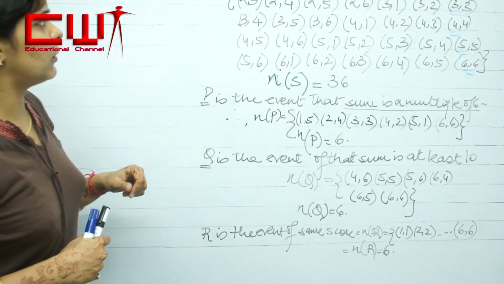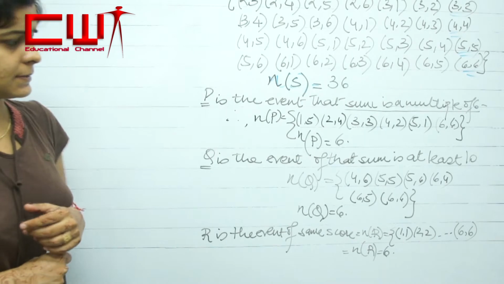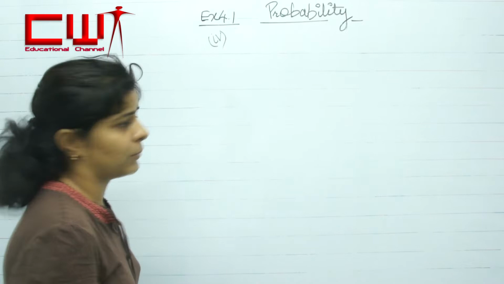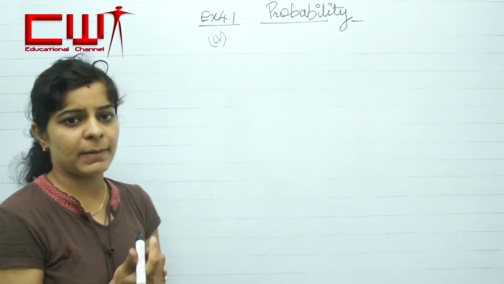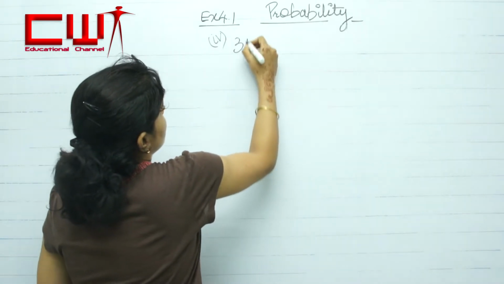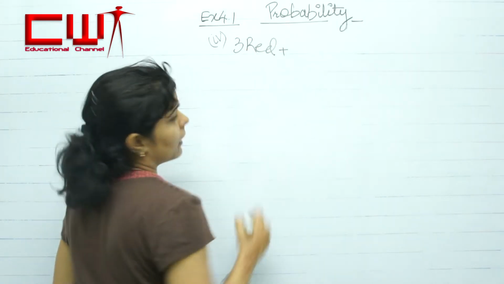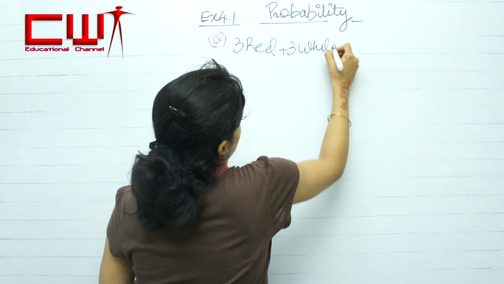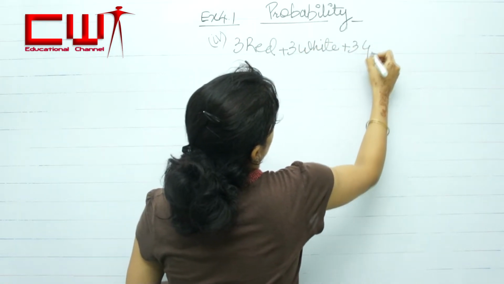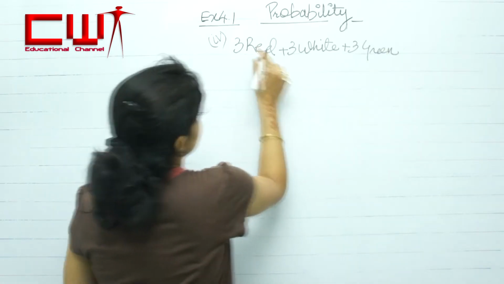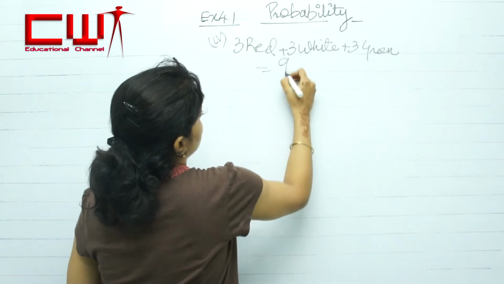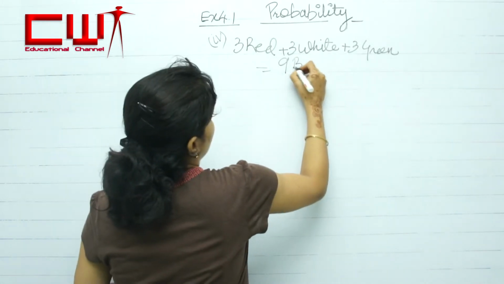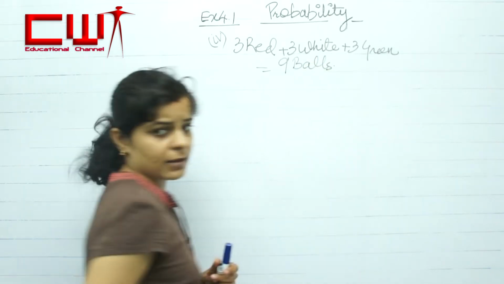Now we'll switch on to the fourth question of the same exercise. We have moved on to the fourth numerical of exercise 4.1. See what it says. It says a bag contains 3 red, 3 white and 3 green balls. So 3 plus 3 plus 3, total how many? 9. 3 red, 3 white, 3 green, total are 9 balls in a bag.